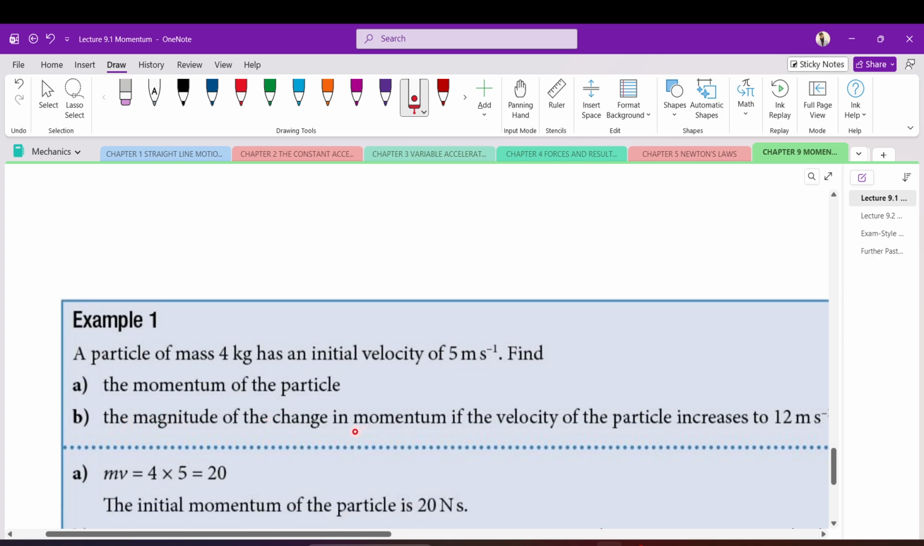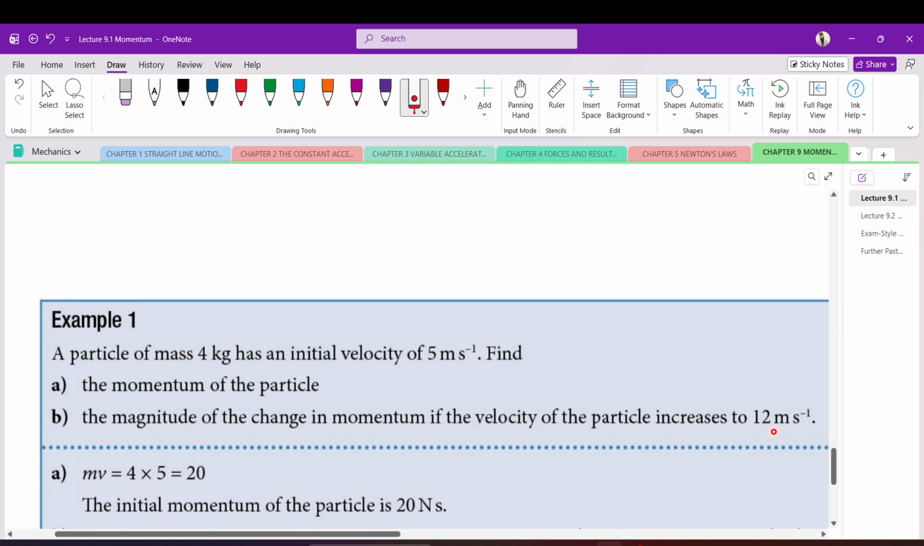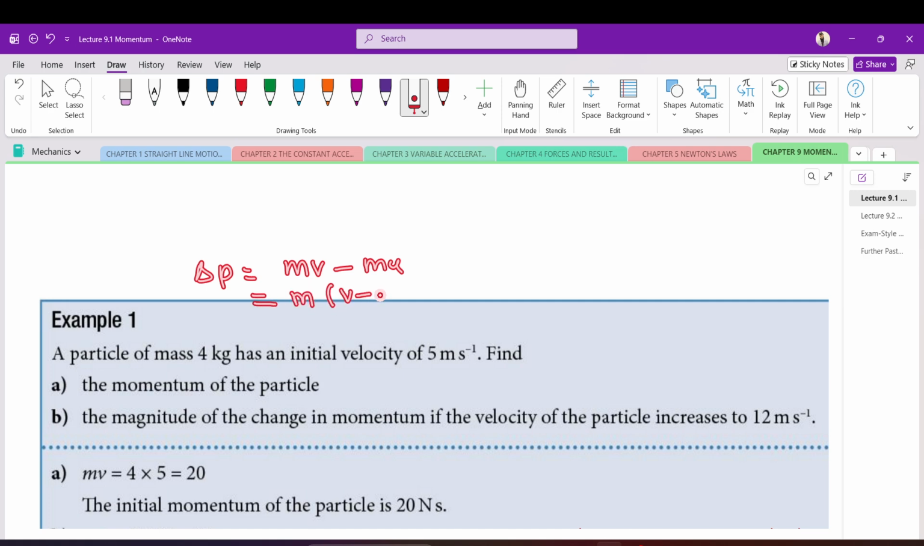Now find the magnitude of the change in momentum if the velocity of the particle increases to 12 meters per second. Change in momentum is equal to final momentum minus initial momentum. So you can factorize m. m is 4, final velocity is 12, initial velocity was 5, so you can say 4 times 7, which is equal to 28 Newton seconds.